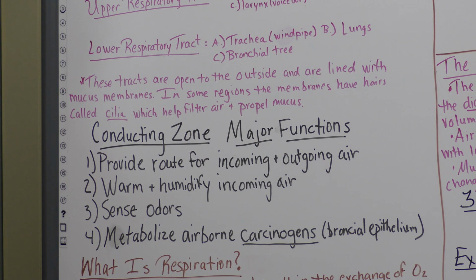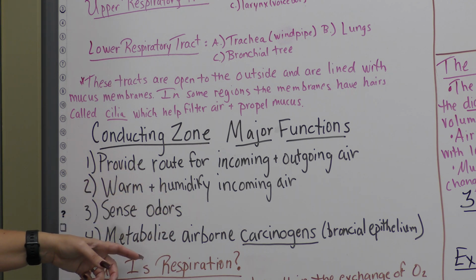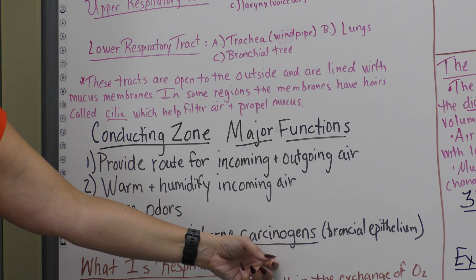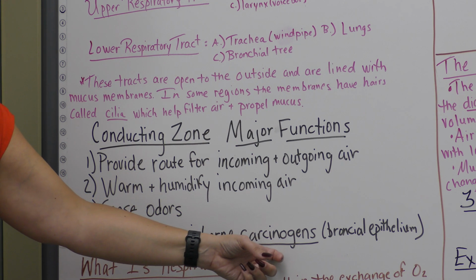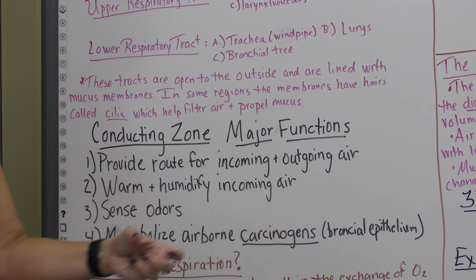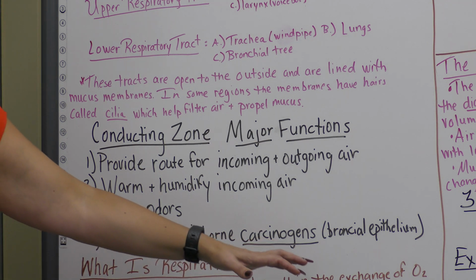The conducting zone's major functions are these 4 things. They provide a route for incoming and outgoing air. They warm and humidify the incoming air. If you've ever been outside on a really cold day and you take a deep breath of that ice cold air, it kind of freezes your lungs. You have mechanisms there that try to warm that up for you because you don't want ice cold air. They also sense odors. We're going to talk about the structures of the nose here in a minute. And they metabolize airborne carcinogens. A carcinogen is anything that's bad for you. Carcin means bad or cancer causing. Carcinogens, black pepper, UV radiation, different things like that are carcinogenic.